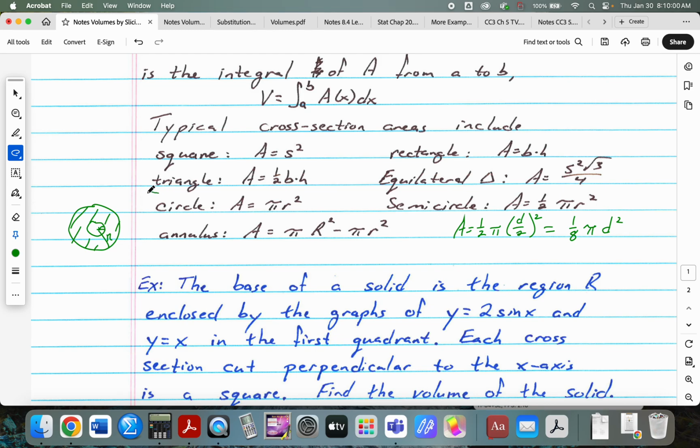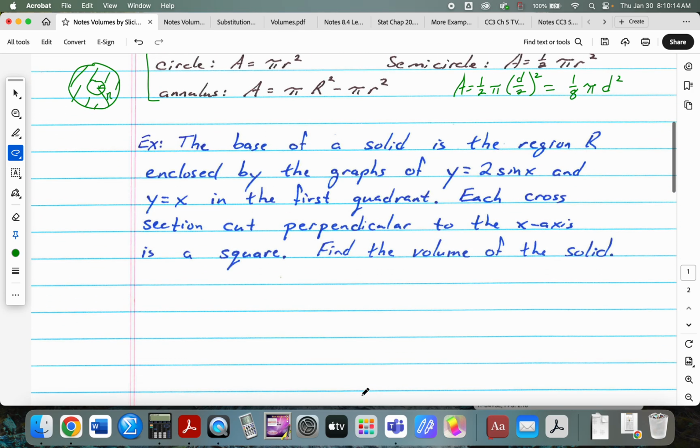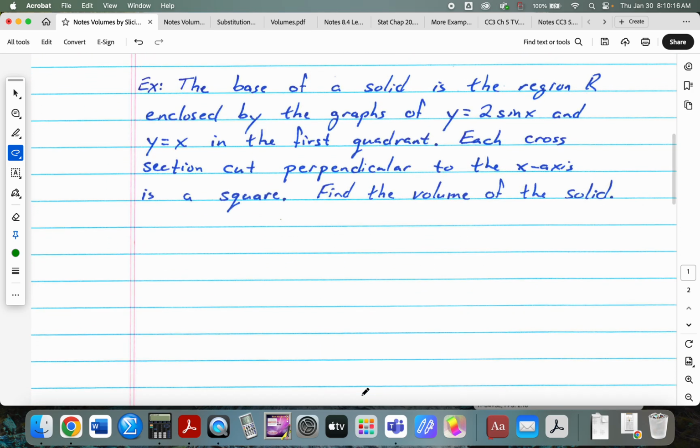These two we'll primarily use in the next lesson, which is on volumes of revolution. When you spin something around, you usually get either a circle or an annulus. Today, on this lesson, we're just going to be doing solids where they tell you what the cross-section is.